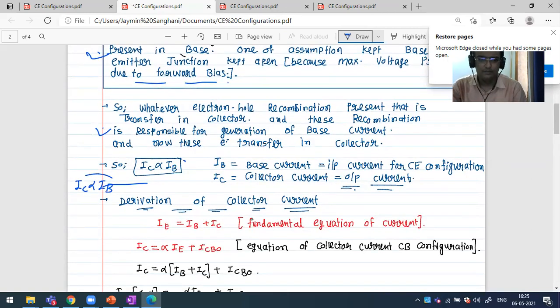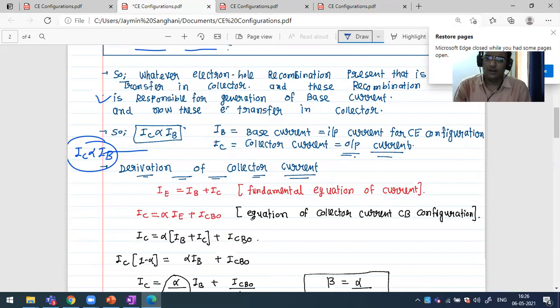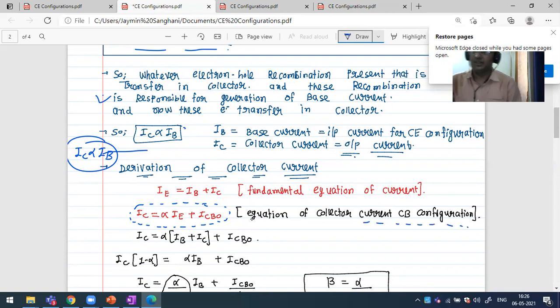See this very carefully. Now the derivation of collector current: IE equal to IB plus IC, the fundamental equation of current. Now IC equal to alpha times IE plus ICBO. This is the equation of collector current for common base configuration. During the online lecture of VEP, I already discussed this equation. So now IE equal to IB plus IC, put this value.